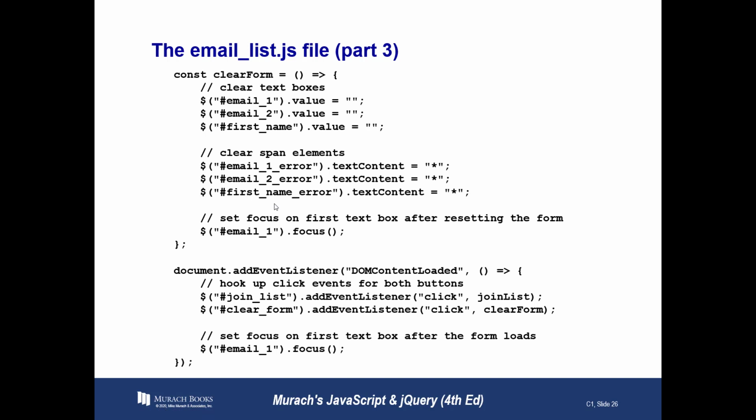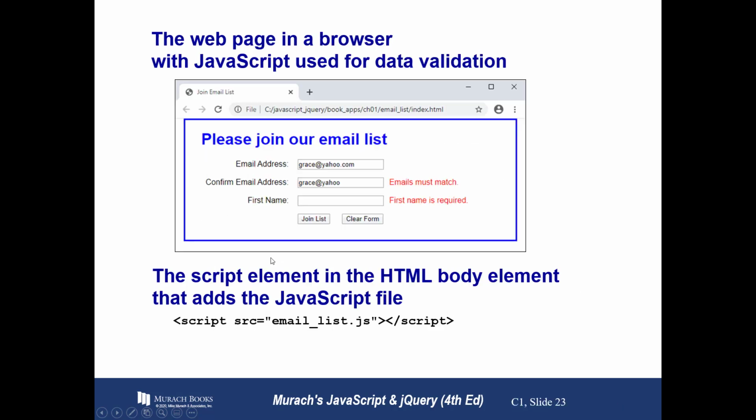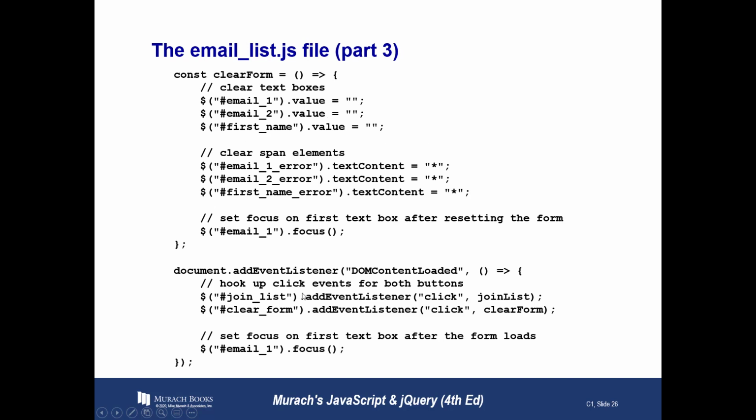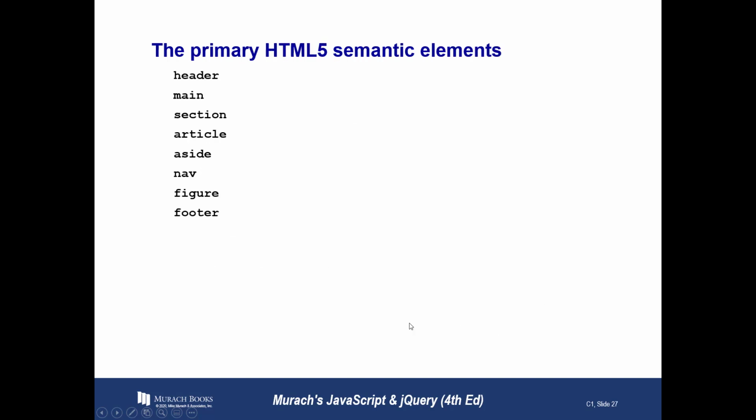All right. And this right here is going to put those asterisks back again. This is going to clear the values out of the 3 text boxes. This puts the focus or the cursor in the first email. And this right here says once it's loaded, if you click the button that says join list, then you should call the join list method. This says if you click the button called clear form, you should call the clear form method. That's it.